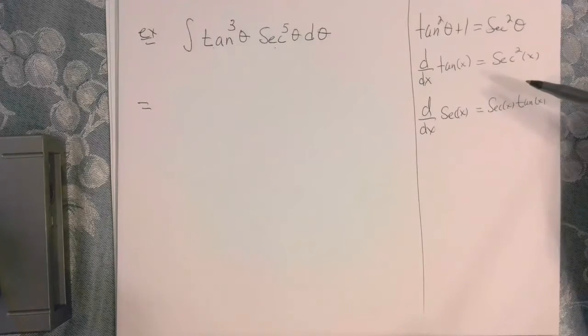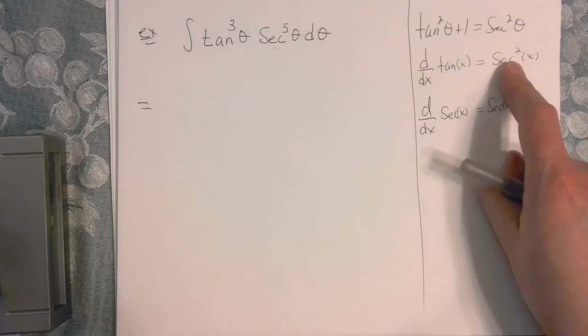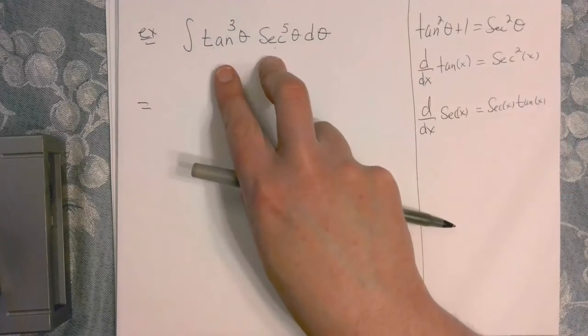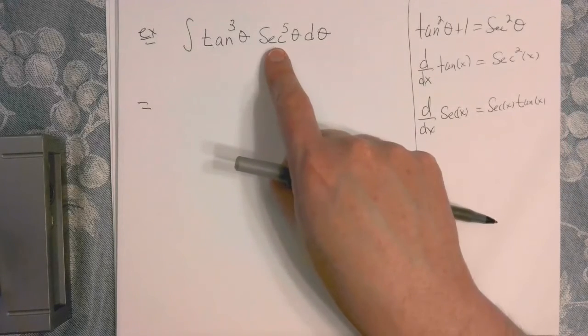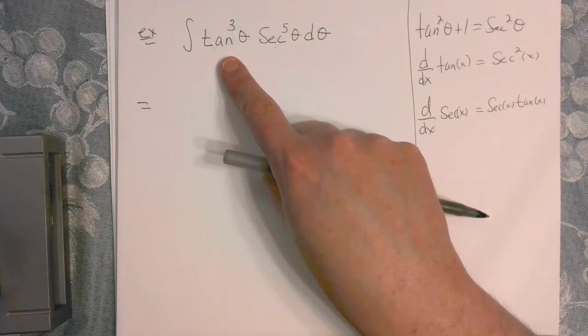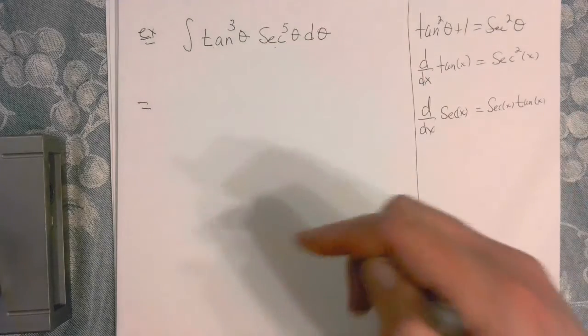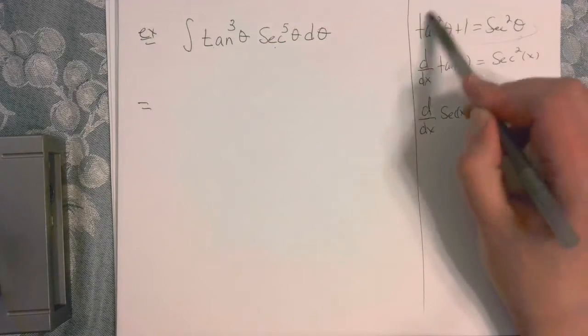So which do I choose? Mentally just try each, right? If I slide over a copy of secant squared, do you notice that the other two factors will be odd? That would leave me with a secant cubed times a tangent cubed. Well, that's not good, because whatever I slide over, I want the rest to have even powers so I can use this.